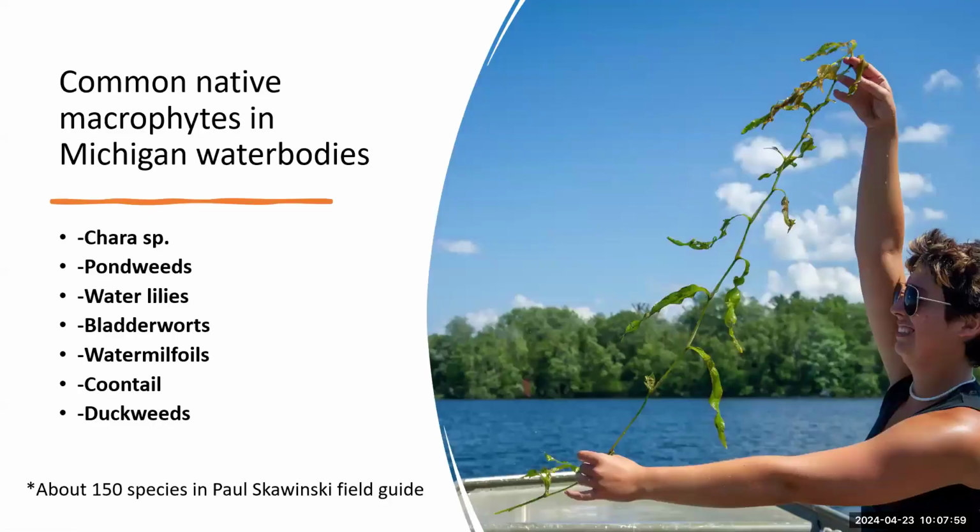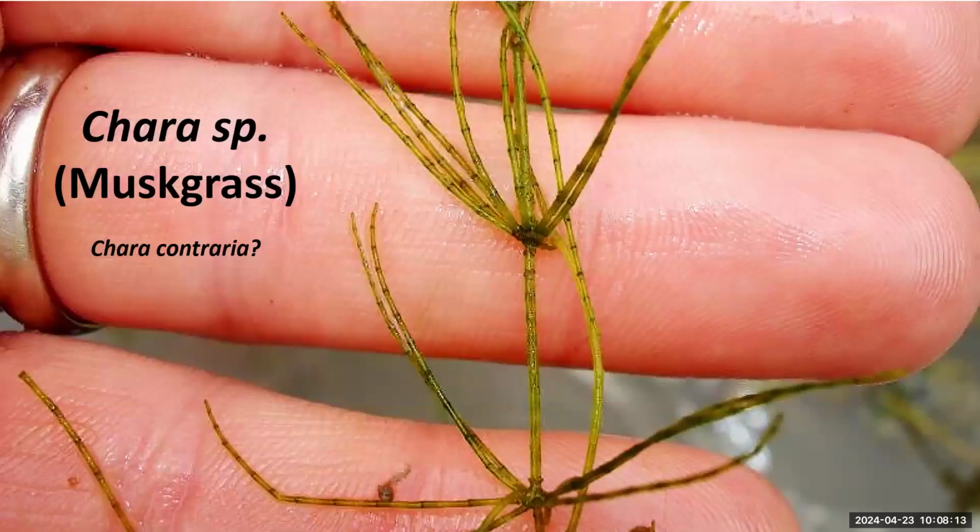So in Paul Skawinski's guide, he's got about 150 plants that he talks about. And let's start with Chara. Now, in Skawinski's book, he covers 8 species. This one here is probably the most common. This is, I think it's Chara contraria, but Chara is a macroalgae. It's not a vascular plant.